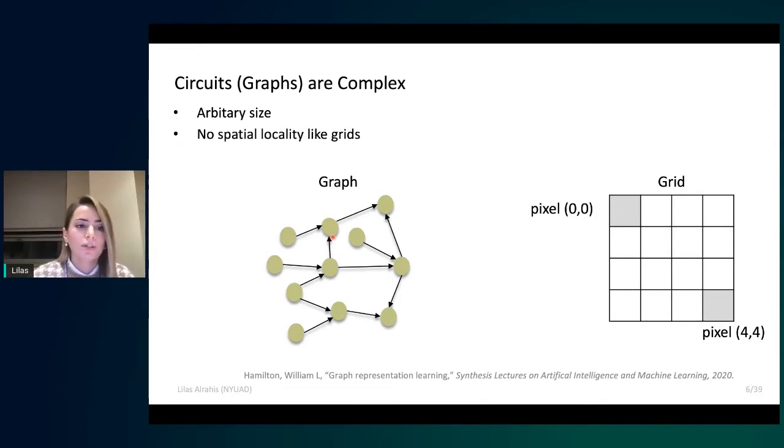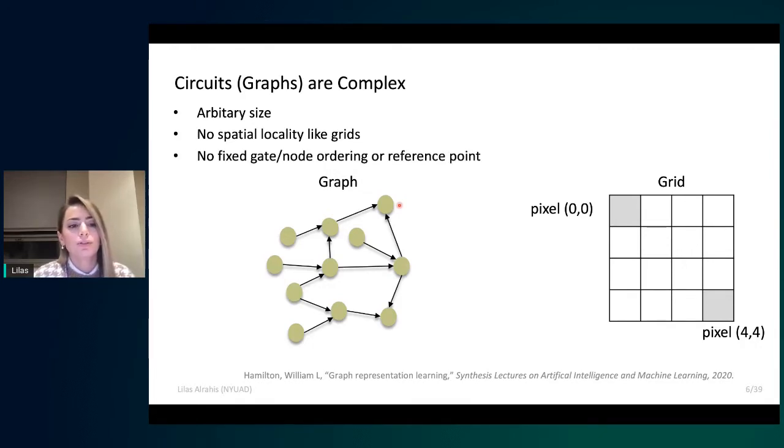Also, in a graph, there's no spatial locality like in grids. So in the example here on the grid, we're able to pinpoint where pixel 00 is. We can also pinpoint where pixel 44 is. We're also able to extract the spatial locality. So we know what is on the right of this pixel, and what is on the left of this pixel. However, in a graph, there is no spatial locality. We don't know what is to the right of a node. We don't know what is to the left.